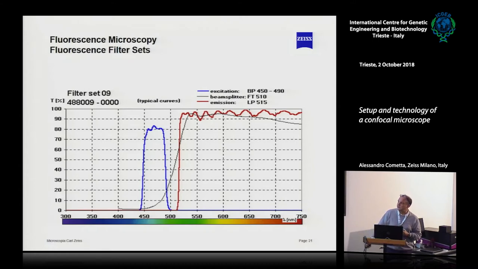As an example, if you use an Alexa 488, it is perfect, because 488 is here and you are hitting it. If you are using something a little bit more here or something more here, maybe the efficiency will be lower.